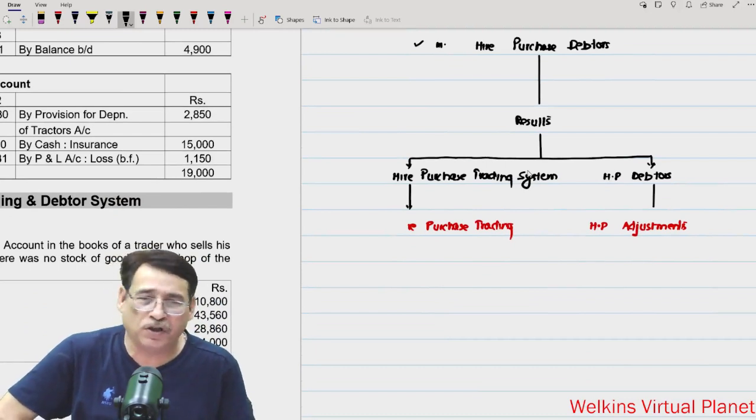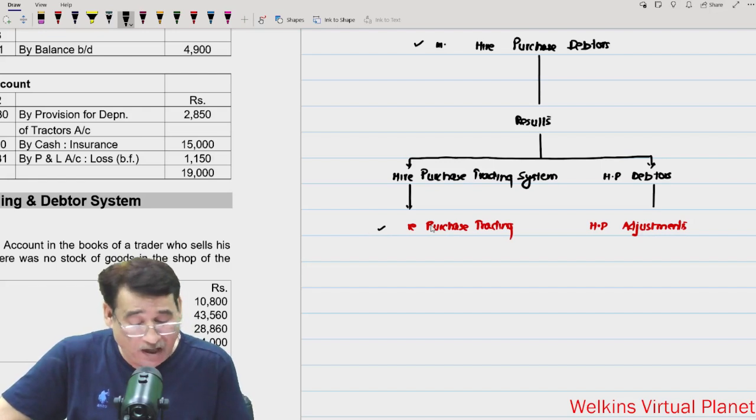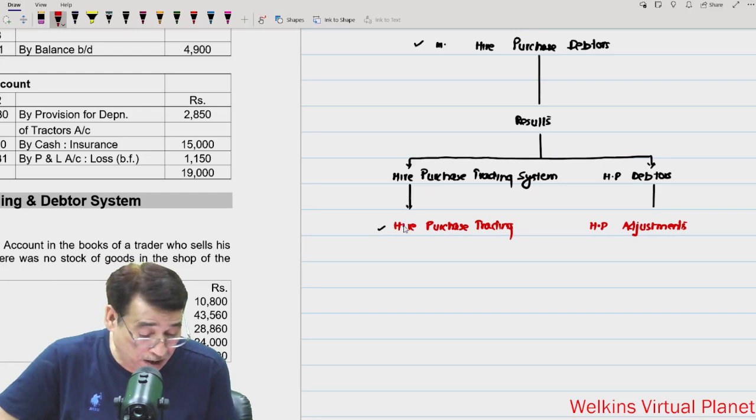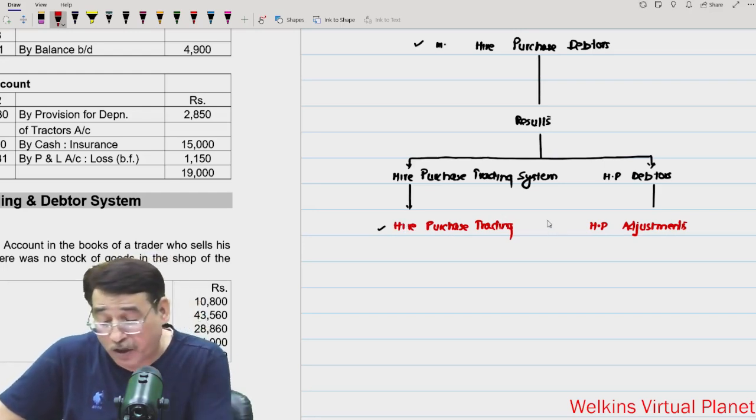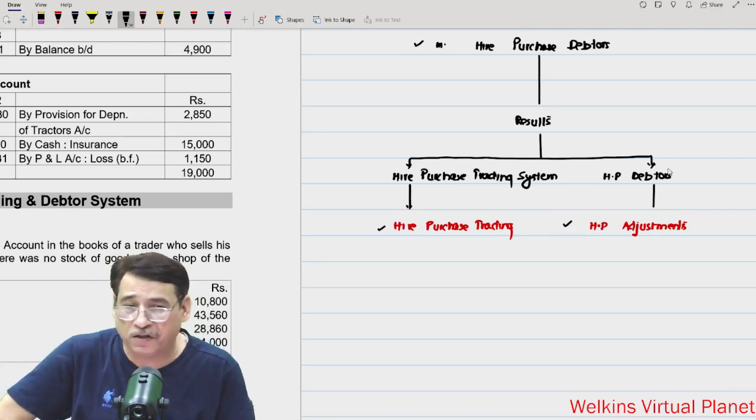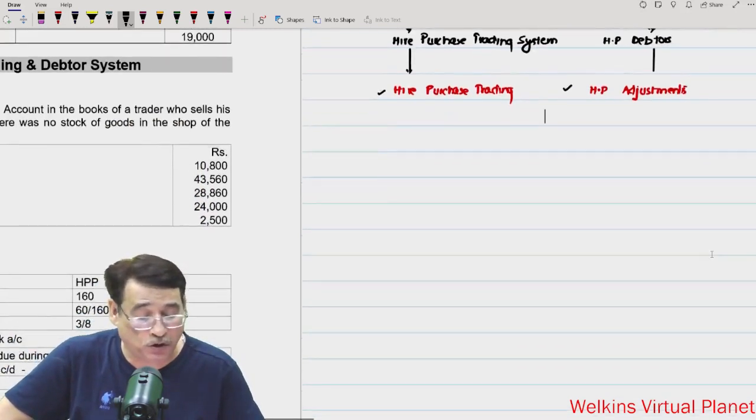Now, suppose the question says you have to solve it by applying hire purchase trading system. Then besides preparing these three accounts, in order to find out the profit, I will have to prepare the hire purchase trading account, correct? And if the question asks me to solve it by applying hire purchase data system, then besides these three accounts, I will have to find out profit by preparing the hire purchase adjustment account. So these are the things you need to know in the beginning.